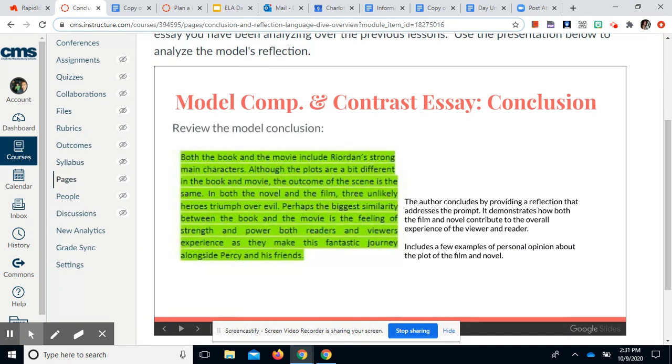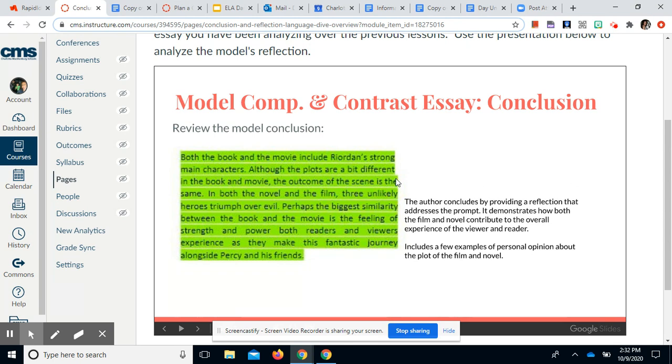Both the book and the movie include Riordan's strong main characters. Although the plots are a bit different in the movie and book, the outcome of the scene is the same. In both the novel and the film, three unlikely heroes triumph over evil. Perhaps the biggest similarity between the book and the movie is the feeling of strength and power both readers and viewers experience as they make this fantastic journey alongside Percy and his friends.